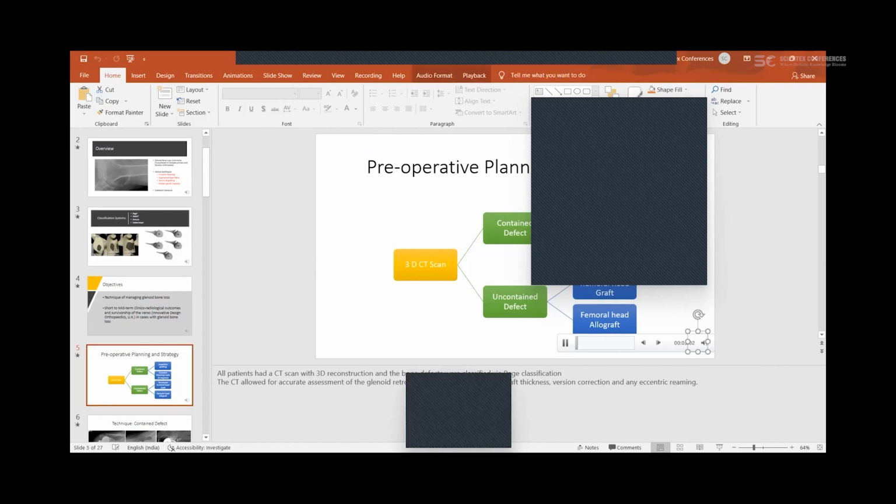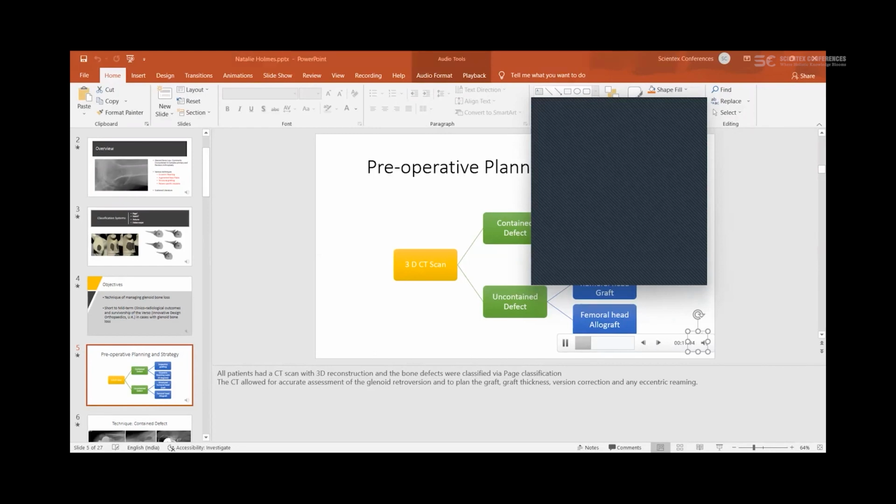What we planned is that every patient involved had a CT scan with 3D reconstruction, and the bone defects noted were then classified by the Page classification, which I spoke about a few minutes ago. This CT allowed for accurate assessment of the glenoid retroversion, and allowed us to plan the graft required, how thick the graft was needed, if there was any version correction that we needed to account for, and whether there was any need for eccentric reaming.